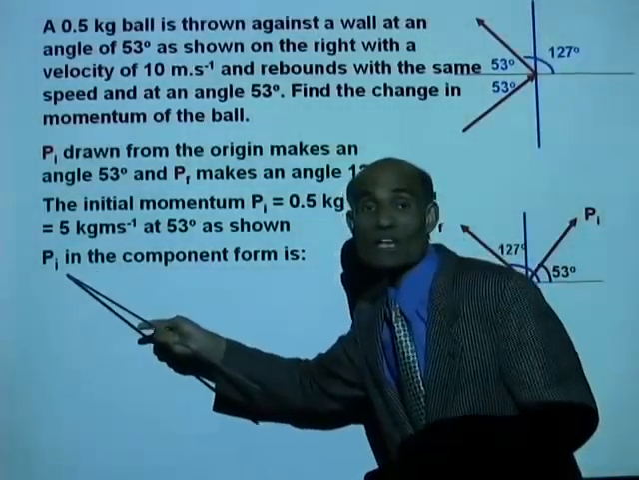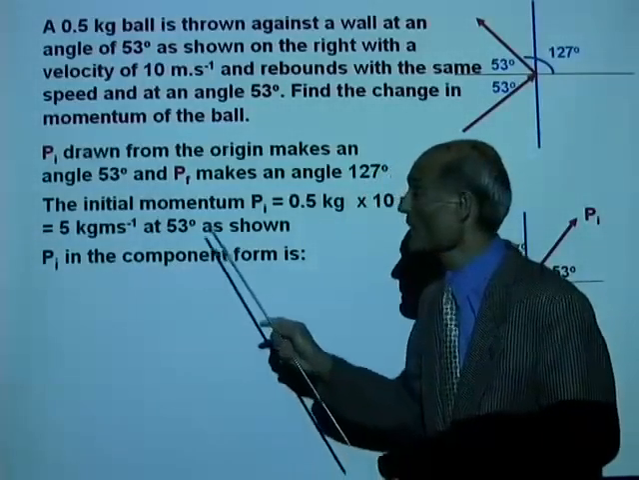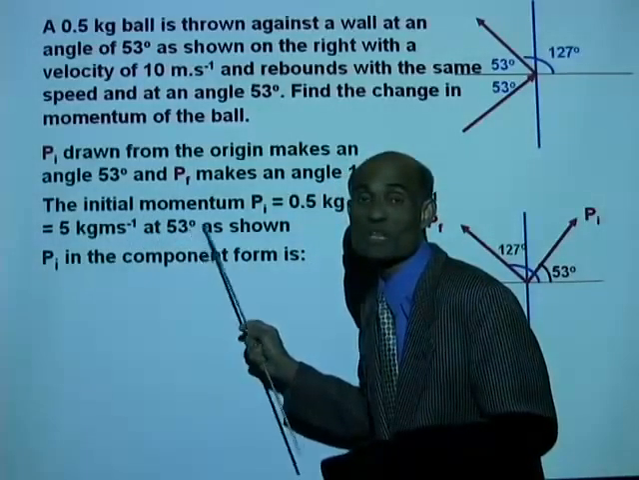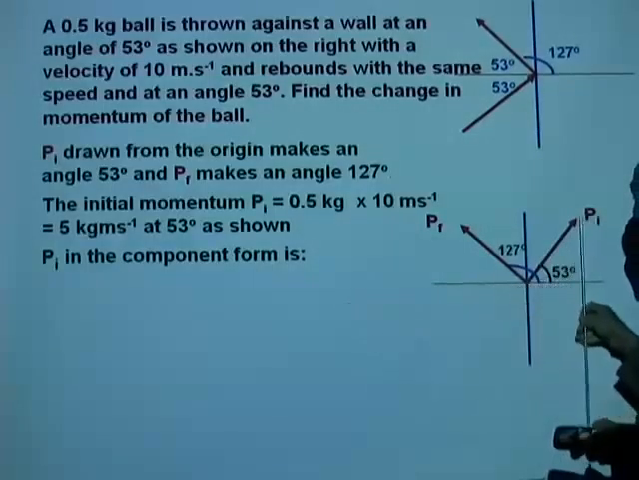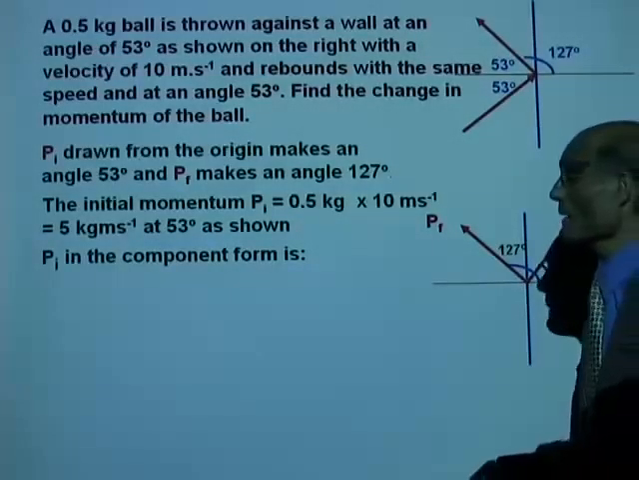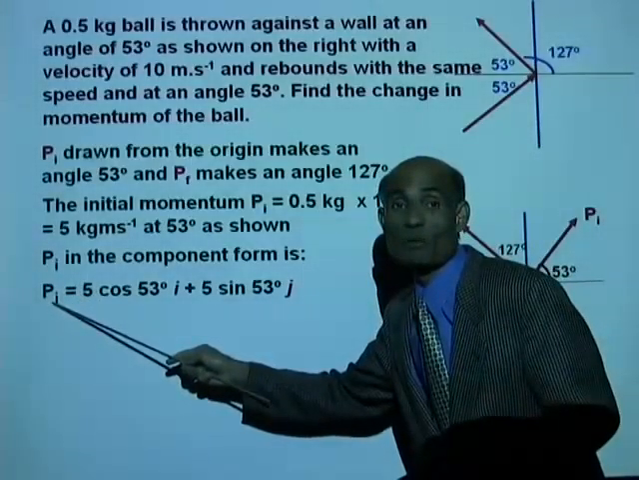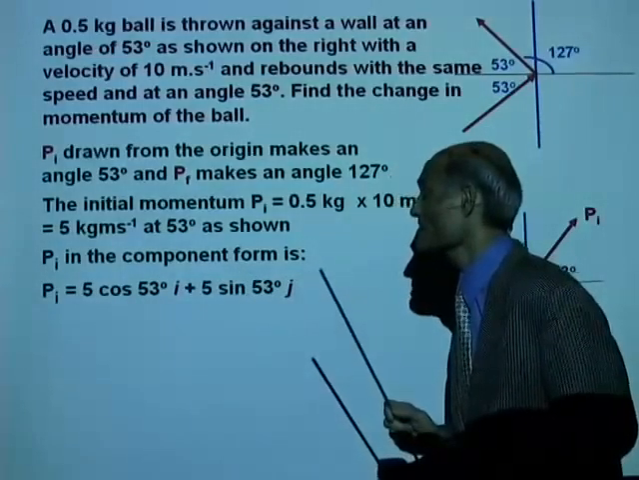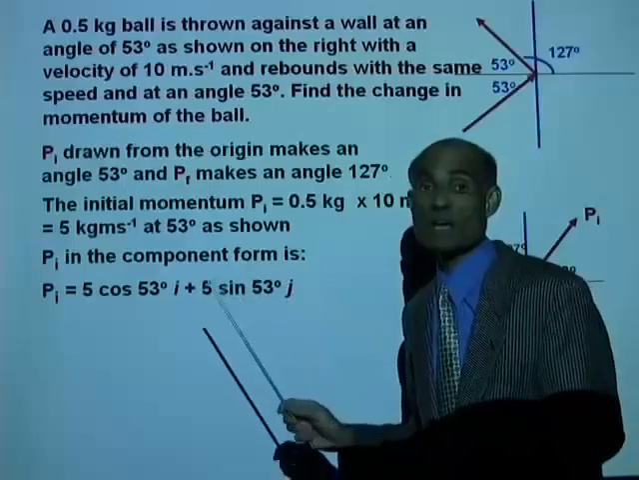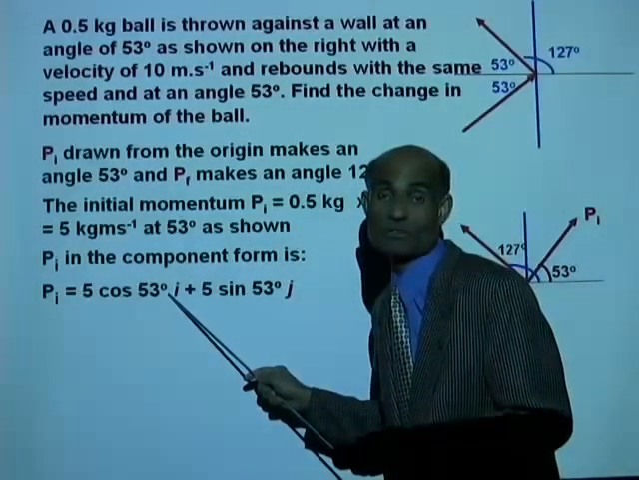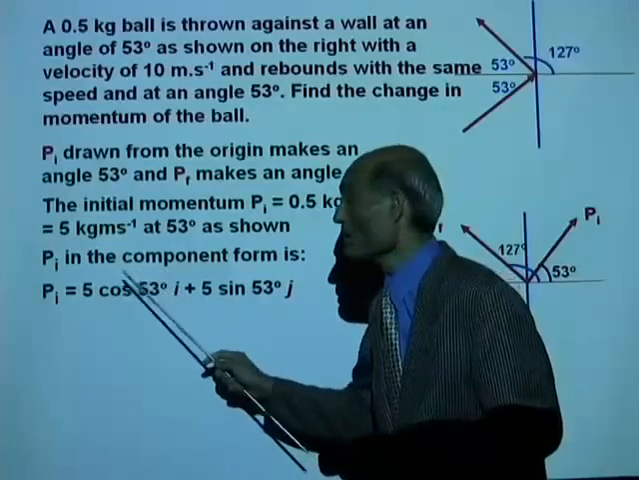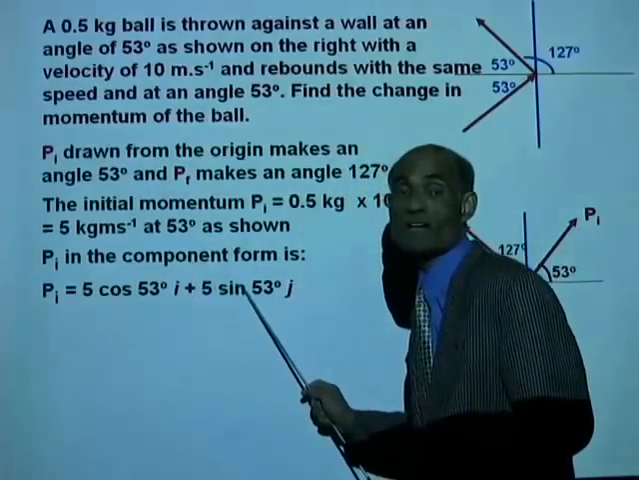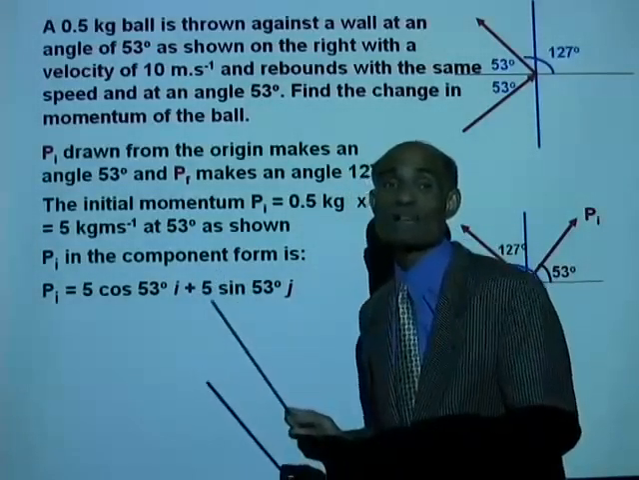Alright, let's write that in the component form. Can you help me do that? PI is 5 kilogram meter per second at 53 degrees. What are the x and y components of PI? PI in the component form is 5 cos 53 degrees I plus 5 sin 53 degrees J. I'm sure this is now familiar to you. Is that right? There is no problem there. 5 cos 53 degrees I, that is the x component. 5 sin 53 degrees J, that is the y component.